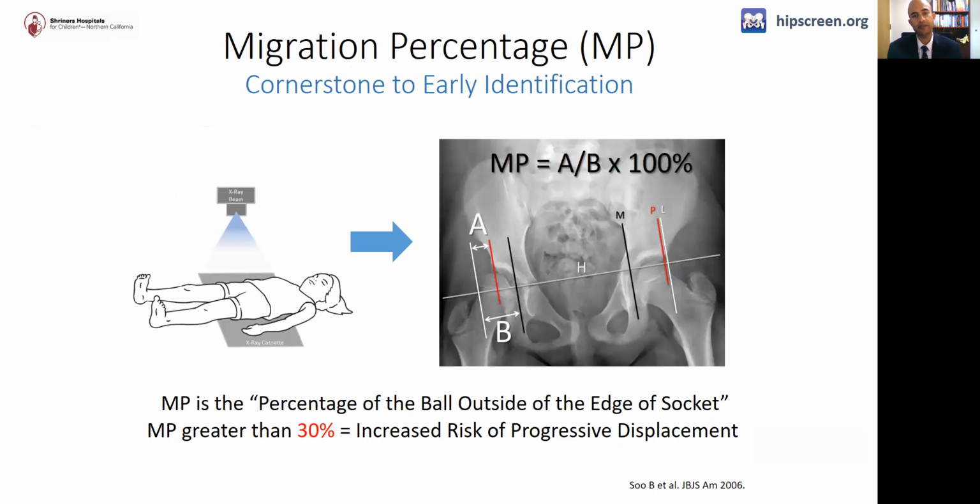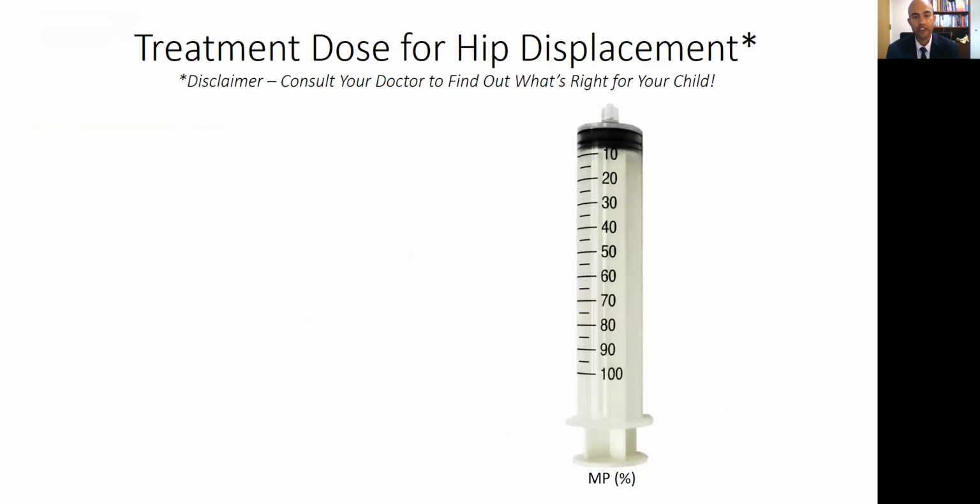They did so by obtaining radiographs early and measuring the migration percentage, which is the cornerstone to early identification. It's the percentage of the ball or the femoral head that is outside the edge of the socket or acetabulum, with the migration percentage greater than 30%, triggering a referral to a specialty center where treatment can be instituted. Now, the treatment depends on the amount of displacement as measured by the migration percentage. When the migration percentage is under 30%, we monitor and maintain motion of the hips.